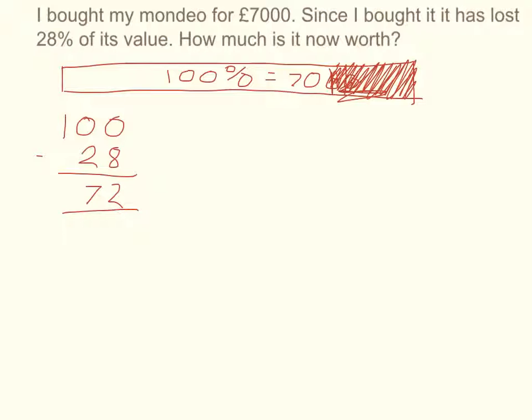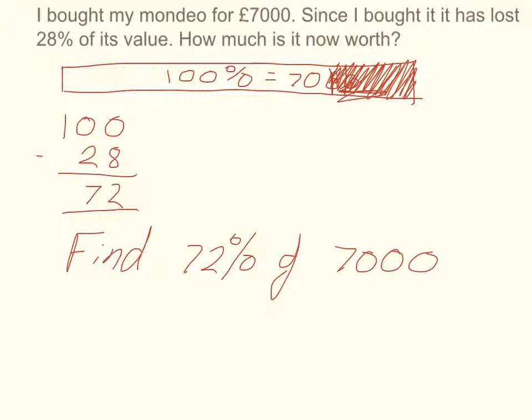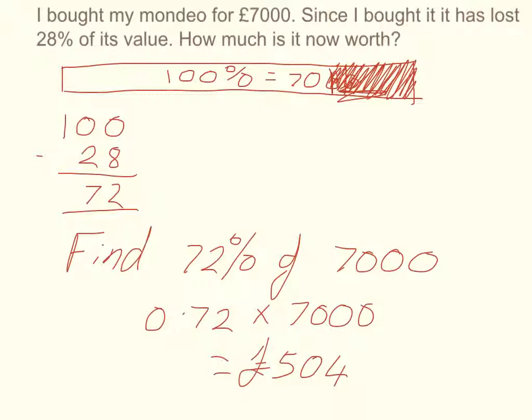So in this question, another way to look at it is to find 72% of £7,000. And you know how to do this by now. We simply need to do 0.72 multiplied by 7,000, and that tells me how much my car is currently worth. So my car is currently worth £5,040. Quite depressing.